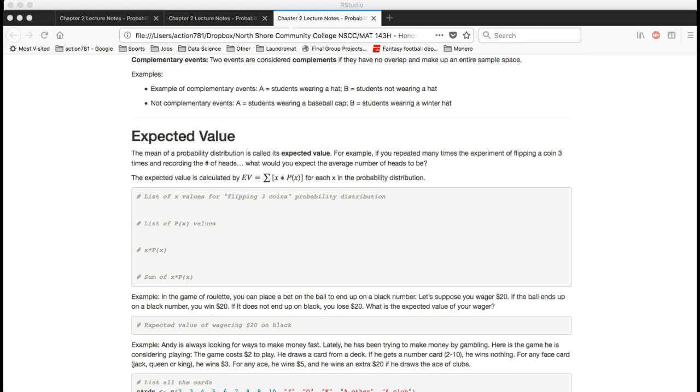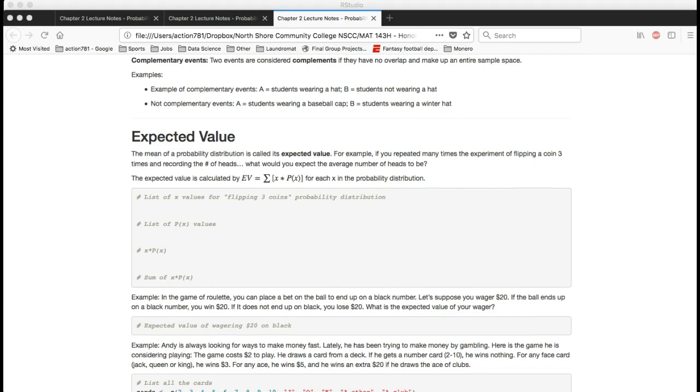But not complementary events would be students wearing a baseball cap or students wearing a winter hat. This does not cover the entire sample space. There are many other possible things that could be true. For example, students could not be wearing any hat, or they could be wearing a different kind of hat.